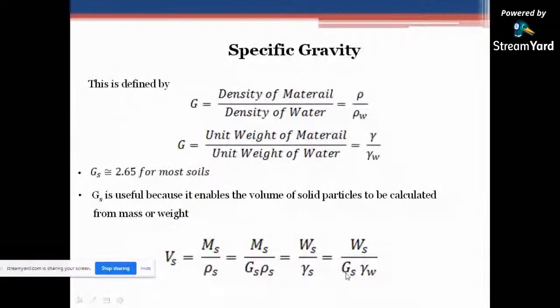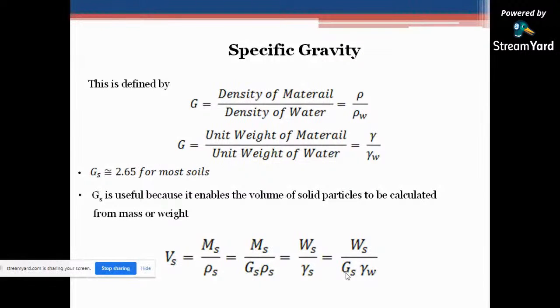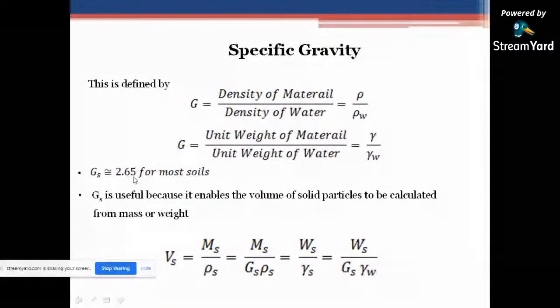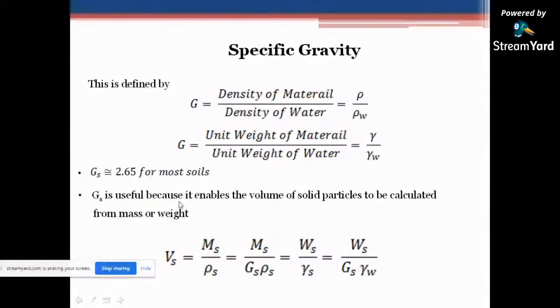Then specific gravity. Specific gravity G is given by the density of material upon the density of water, rho upon rho W. So G is also the unit weight of material upon the unit weight of water, which is given by gamma upon gamma W. Gs is approximately equal to 2.65 for most soils. Gs is useful because it enables the volume of soil particles to be calculated from mass or weight.